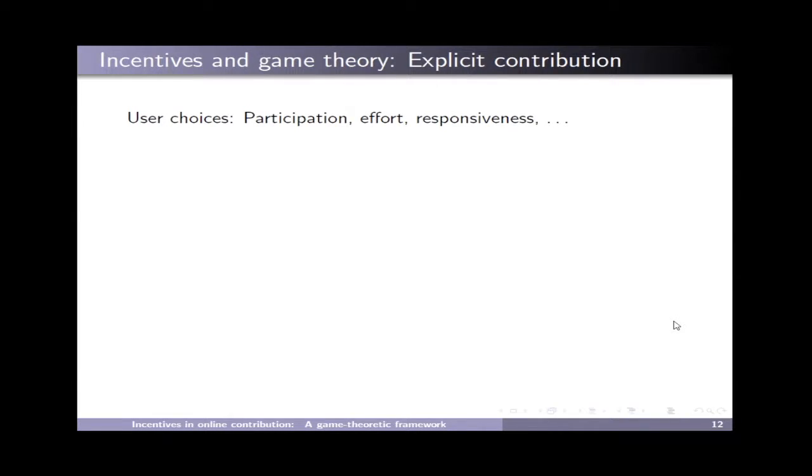For example, when you think about Amazon reviews, first of all, I make a choice about whether I'm going to write a review at all or not. Second, I might make a choice about whether to write a nice long review or whether to write a single crappy review. I might make a choice about how many reviews I write. There are also questions about responsiveness.